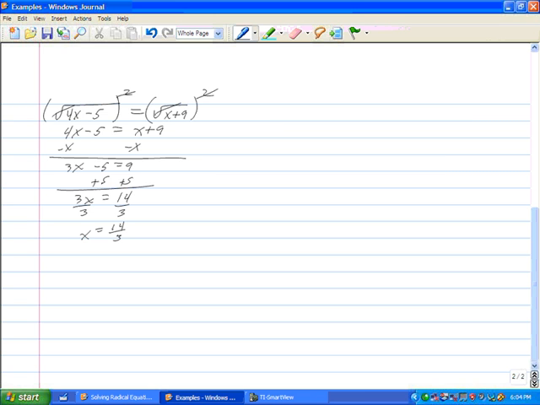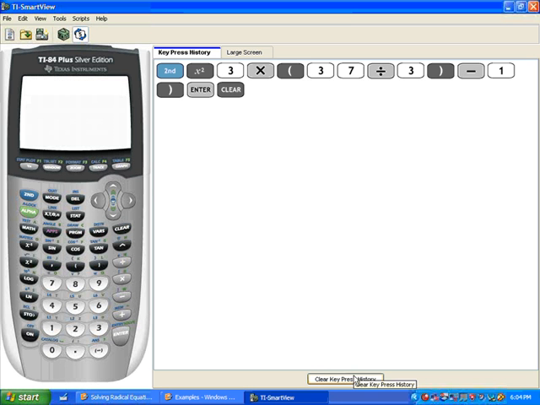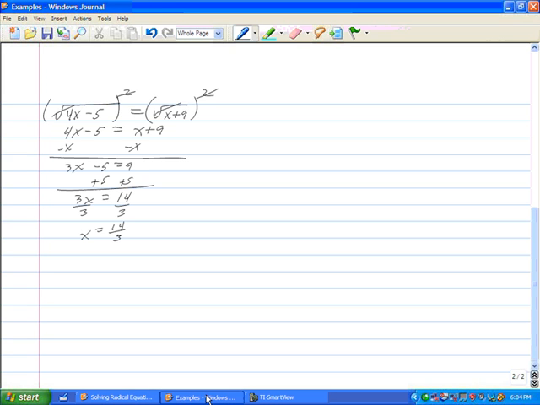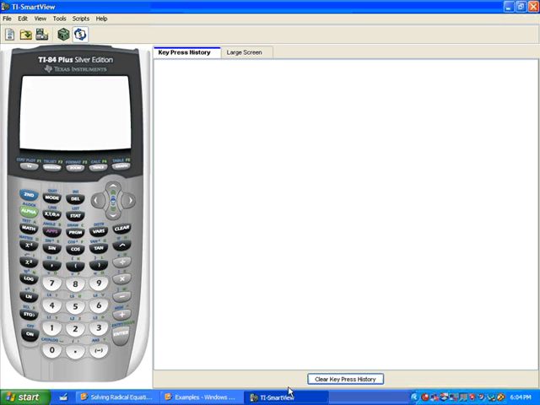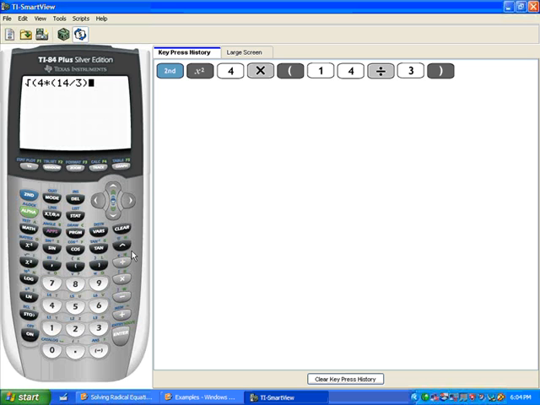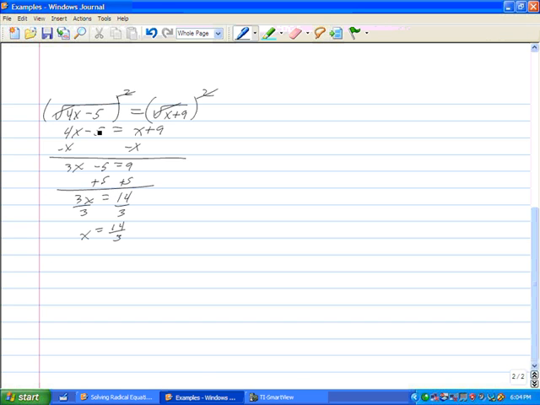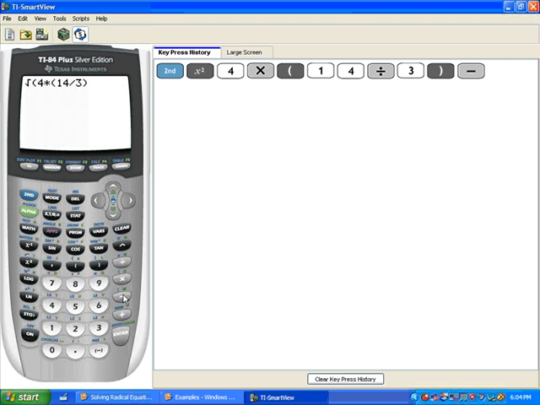And now I've got another answer to check. Let's see what we get when I plug it in. Remember, it was the square root of 4x minus 5, and we're plugging in 14/3. So second square root of 4 times 14/3. Okay, and the next part was the minus 5. And we close our parentheses when we hit enter, and there's our answer.